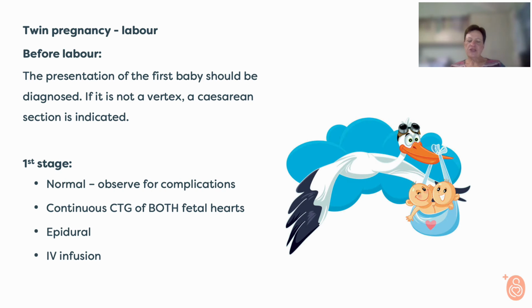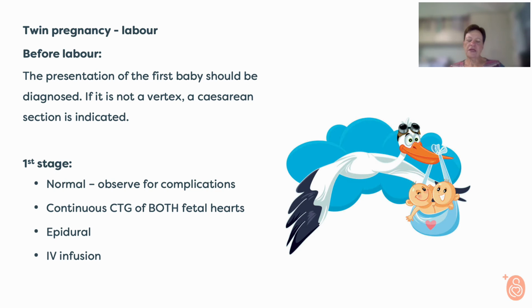What is extremely important in the management of the first stage of labor is to continuously do a CTG of both the fetal hearts. Now, we usually say that there should be a difference of between 15 and 20 beats per minute between the fetal hearts to make sure that we have two separate fetal hearts. But the most reliable way of monitoring the fetuses is to do continuous monitoring of both fetal hearts.